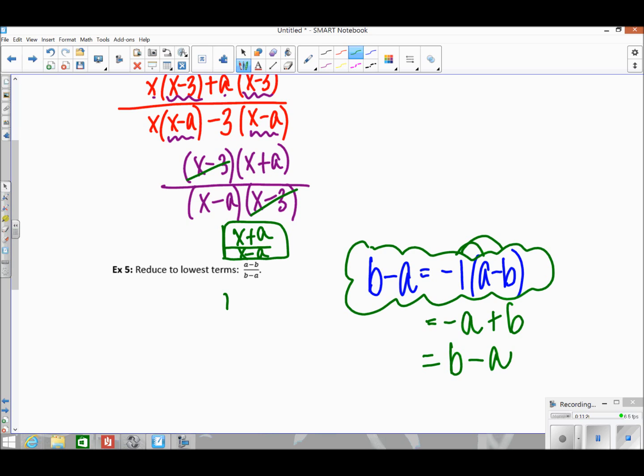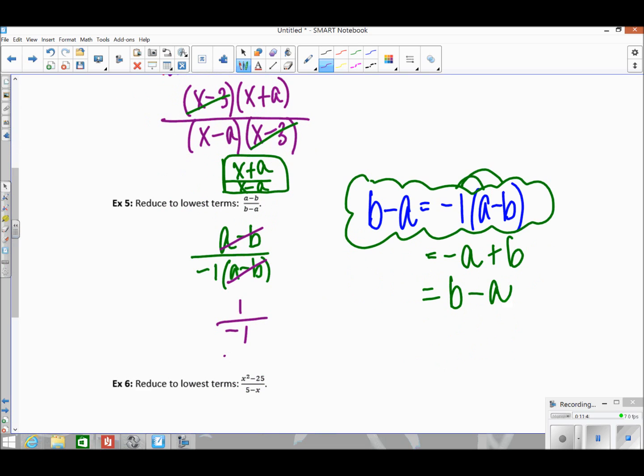So what I can do is I can keep the a minus b on top, and on the bottom I can rewrite that as -1 times a minus b, since this is equivalent to b minus a. And then what that allows you to do is it allows you to cancel those. So you'll have a 1 on top and a -1 on the bottom, which just means that your answer is -1.